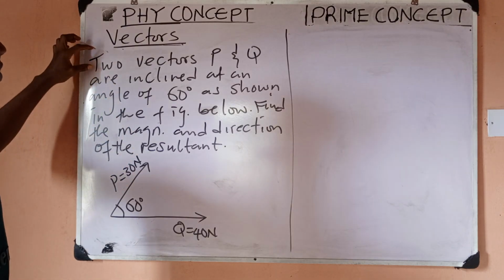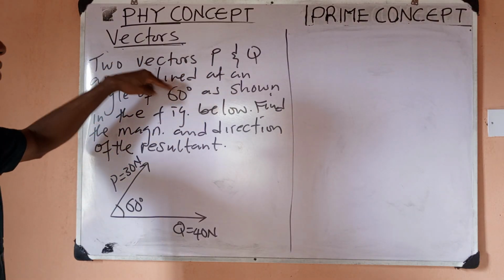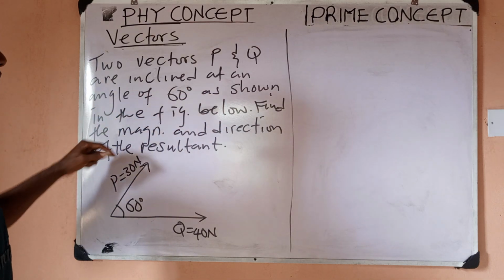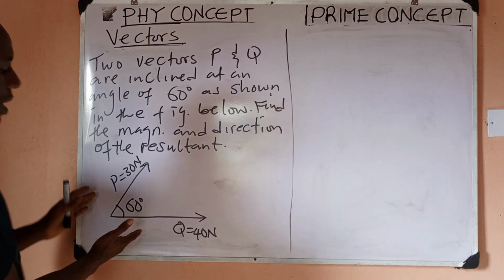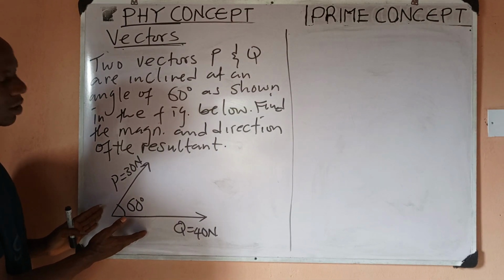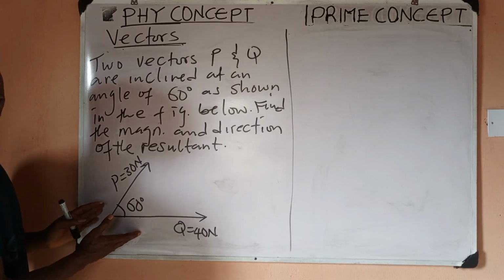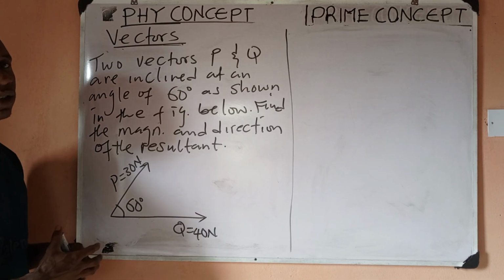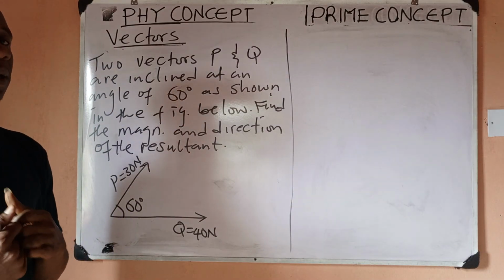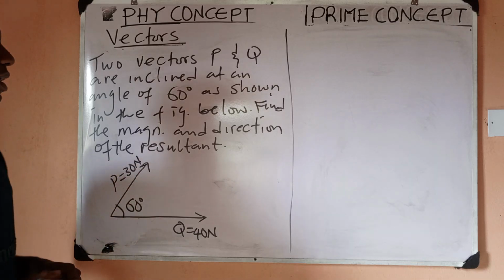The question says two vectors P and Q are inclined at an angle of 60 degrees as shown in the figure below. Find the magnitude and direction of the resultant. So we have this. We want to find the magnitude of the resultant. First, we'll see that we can convert this into a parallelogram, and that is how the exam will come. They will not give you the parallelogram. So it is you that can draw and then convert into a parallelogram and solve.